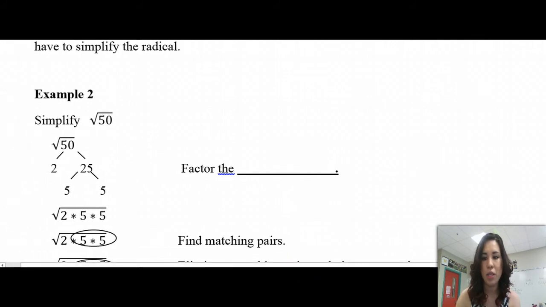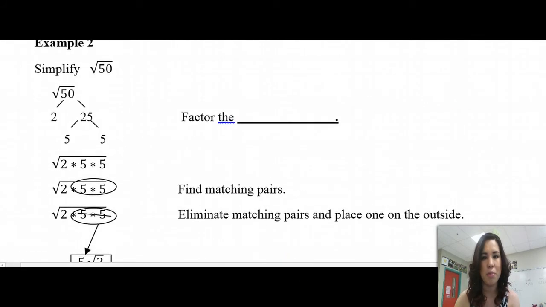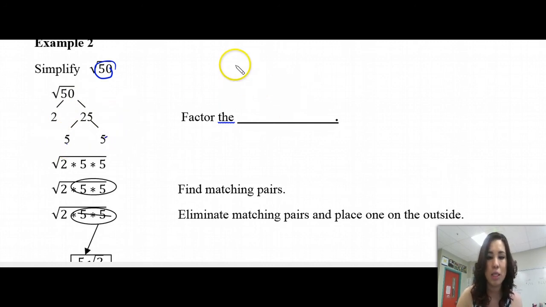So if you notice here, don't worry about the example. I just want you to include this in your notes. To simplify a radical, we take out what we can. We factor out that number into the prime numbers. So prime factorization, 2 times 25, so that 25 breaks down into 5 times 5. So basically we have the square root of 2 times 5 times 5.